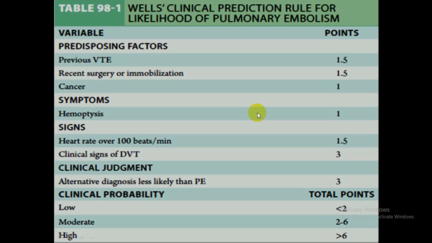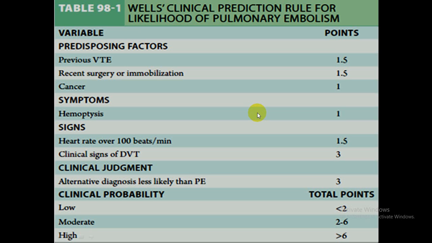And lastly, we discussed the test we call the D-dimer, and we said that the D-dimer is very important for exclusion, not for diagnosis. Why? Because it is present in many conditions, like MI, like pneumonia, sepsis, and so on. So the importance of the D-dimer comes with these criteria اللي هي Wells criteria أو يسموها likelihood for the embolism.